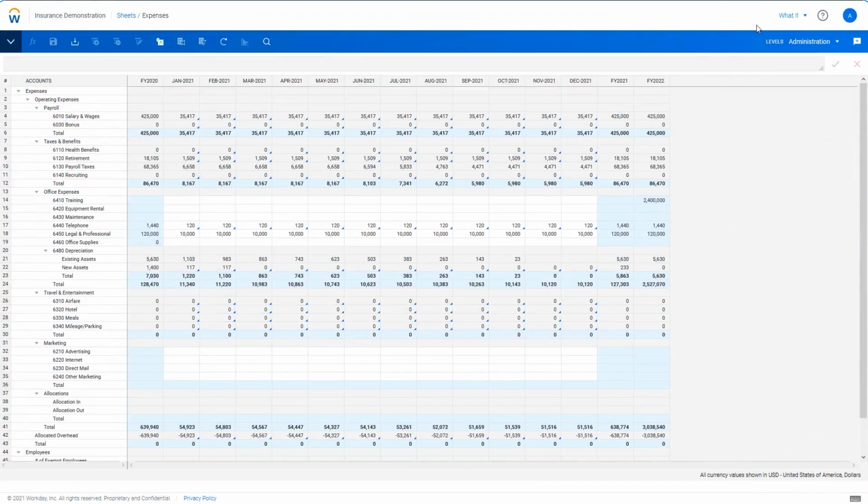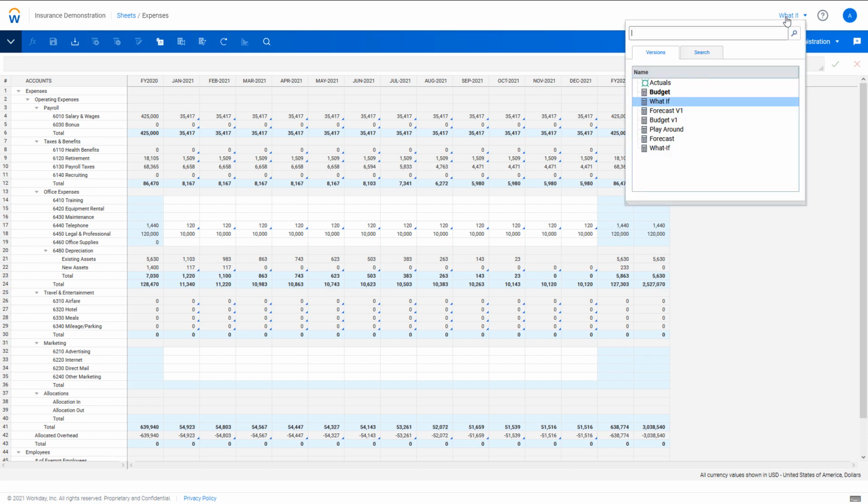Now let's do a demonstration of profitability using Workday Adaptive Planning. So we can do profitability by line of business, by location, by whatever it is you want to slice and dice by. We're looking at right now a data entry sheet, and you can have unlimited versions on here. Right before I started this demonstration, I made a copy of the budget version and I called it What If. These are identical now. That's about to change.